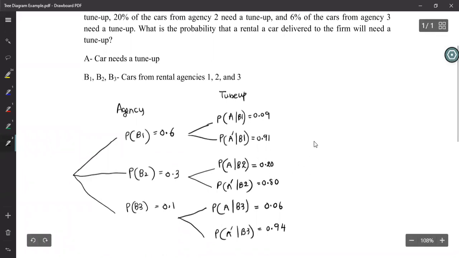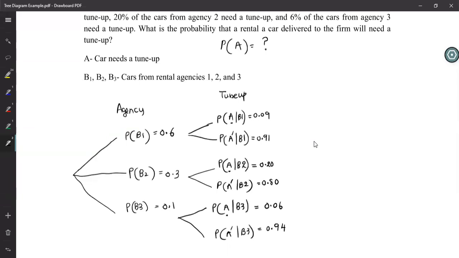What is the question? Now let's go back to the question. What is the probability that a rental car delivered to the firm will need a tune-up? Just P(A). You need P(A). So what are the branches where you see A? This one, so the first, third, and the fifth. So how do you find it? Multiply these parts. If you want, you can fill all 6 parts and double check whether when you add them the total probability is 1, or if not, you can just use the parts that you need.